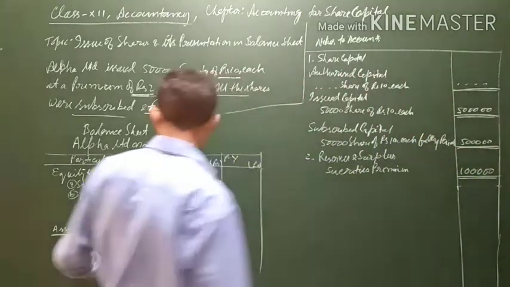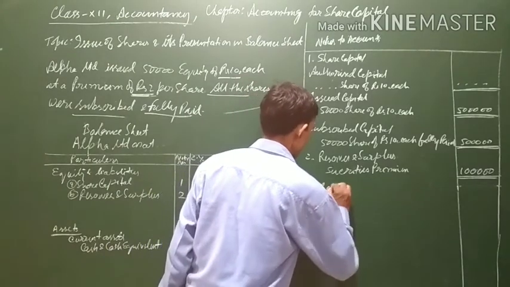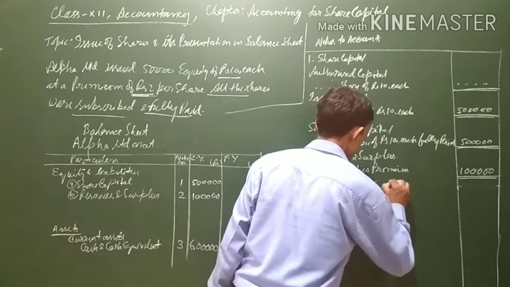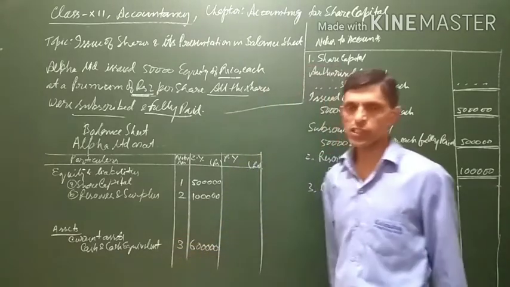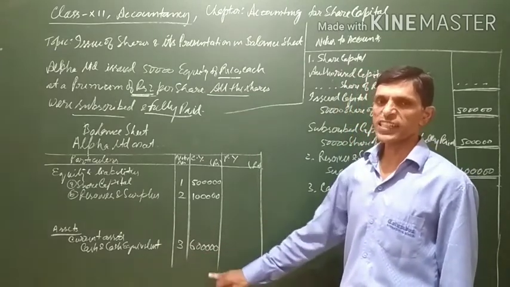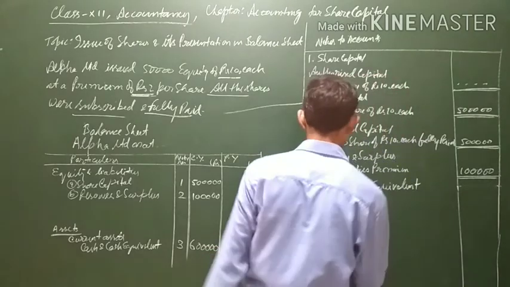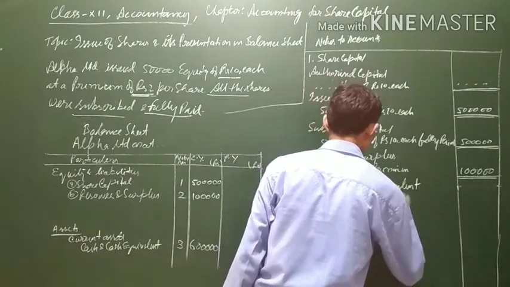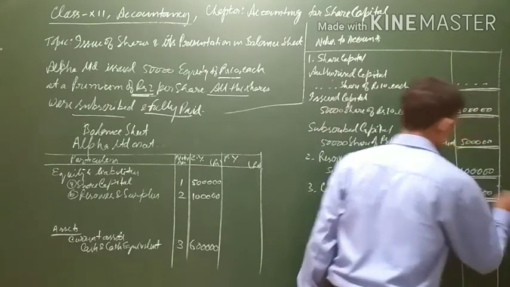Now, the third is the cash and cash equivalent. You write third note to account, cash and cash equivalent. What does this cash and cash equivalent represent? It refers to all the cash which is available in the bank balance of the company. So it will be written as cash at bank. Total cash at bank is 6 lakh.